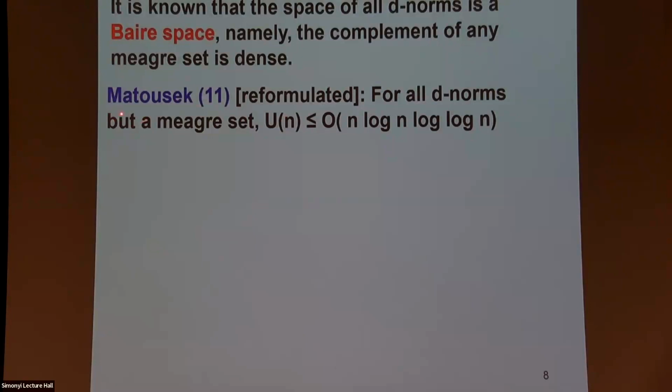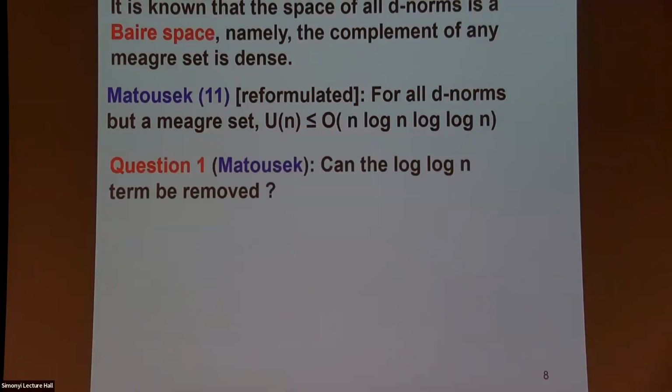And with this notion, the result of Matousek formulated now formally is that for all D norms but a meager set, and this D has to be two, so for dimension two: for all two norms but a meager set, any n points in the plane determine at most n log log n times some constant unit distances. And of course, this suggests the natural question that he asks, if the log log n is needed.